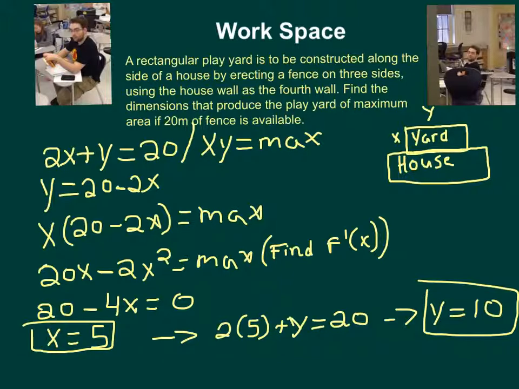From there, we take x equals 5 and plug it back into the original equation that we wrote down, 2x plus y equals 20, and we get 2 times 5, what we found for x, plus y equals 20, which is 10 plus y equals 20. You subtract the 10 from the 20, and you're left with y equals 10. So you know the dimensions. x is 5, and y is 10. And that's all there is to it.